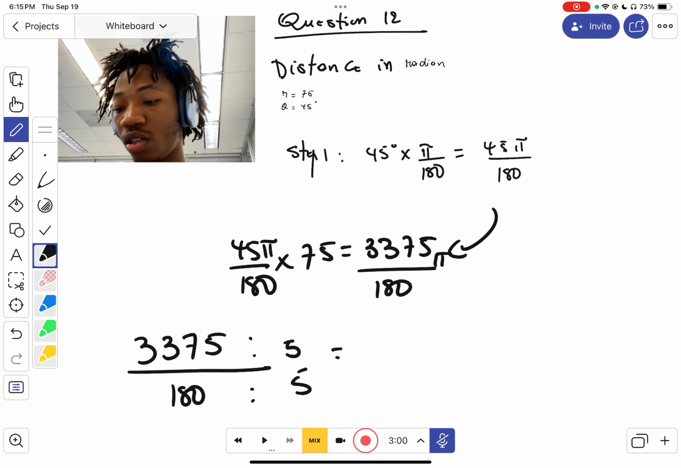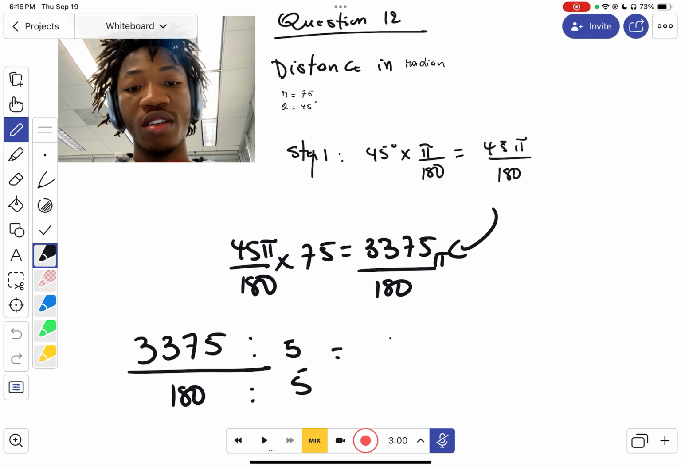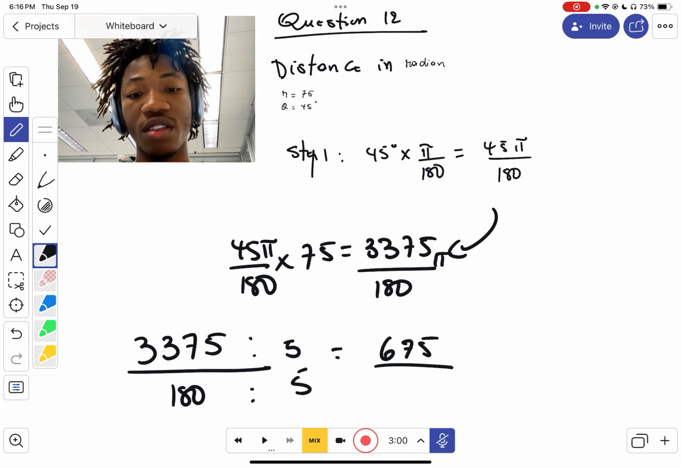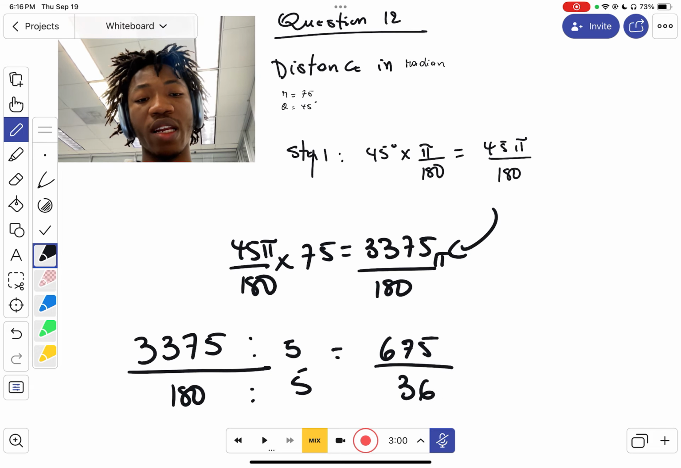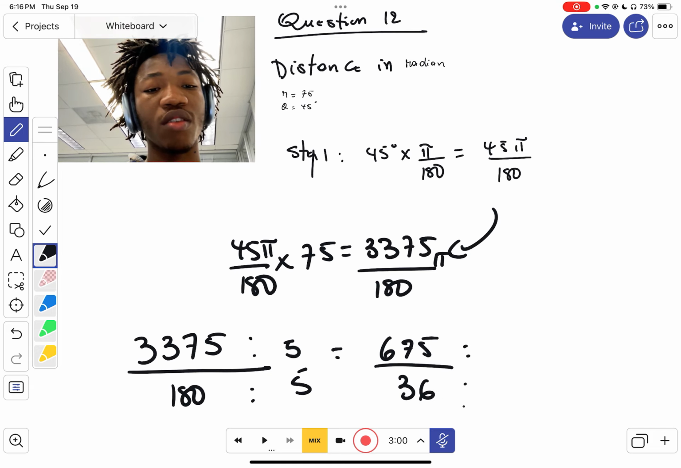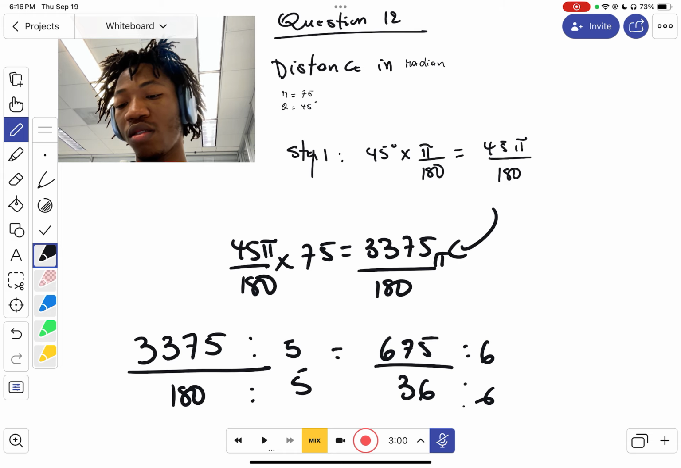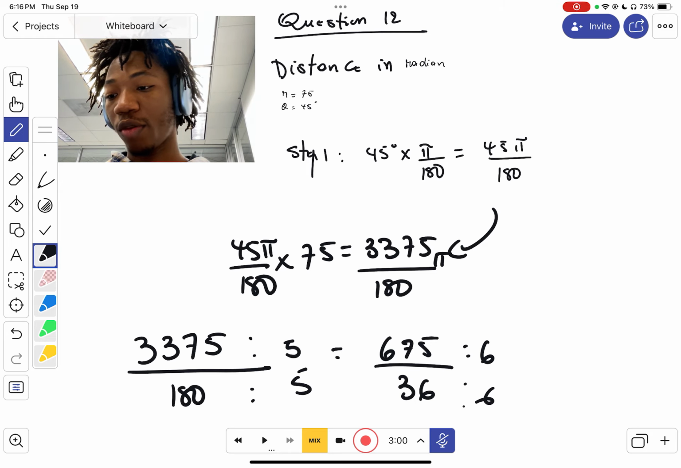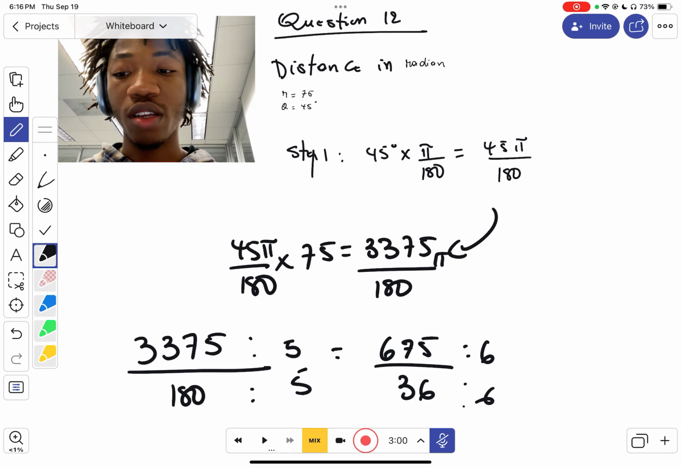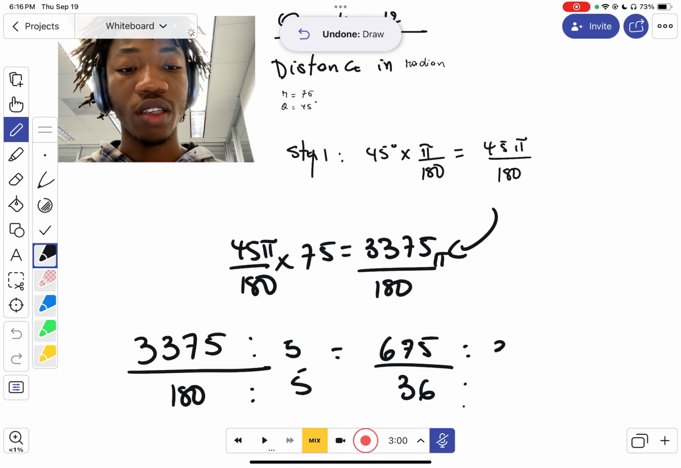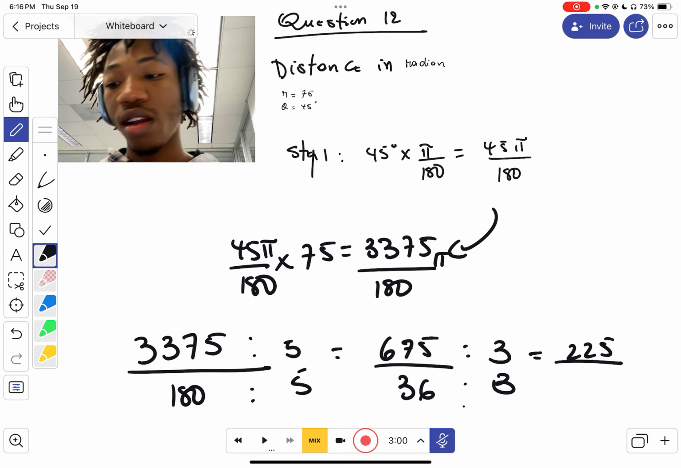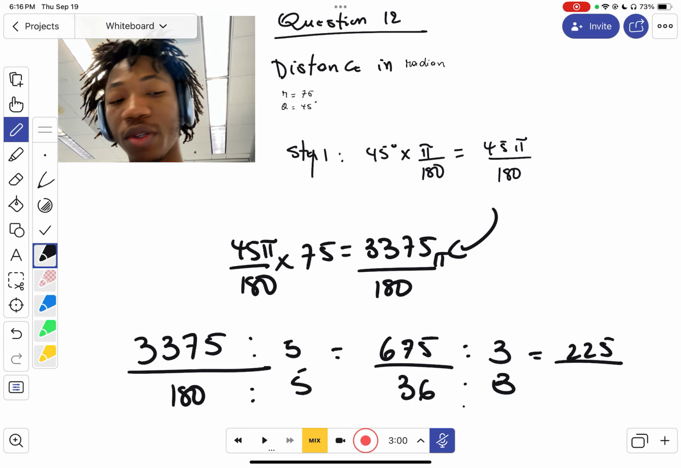3375 divided by 5 is 675, and then you do 180 divided by 5, which is 36. And I think you can try 6. So you're going to try 6 now. 675 by 6. No, 6 is not a good choice. Let me try 3. 675 divided by 3. Yeah, we can try 3. So we're going to take out our 6 and take 3. It's going to be 225, and then 36 divided by 3 is 12.